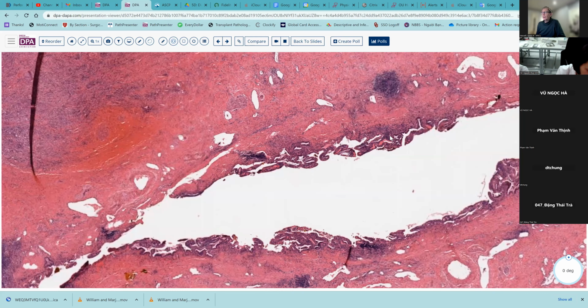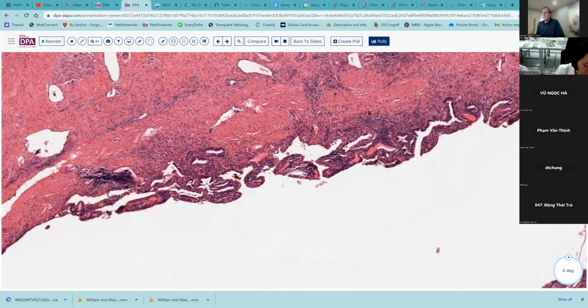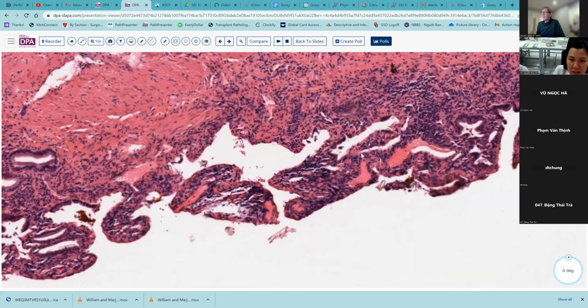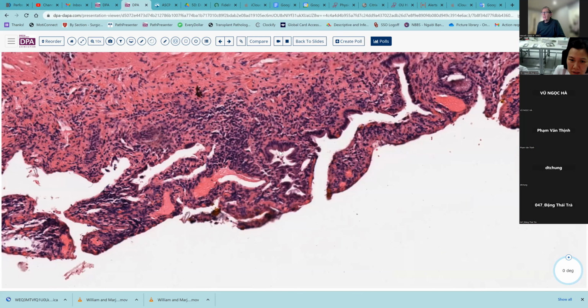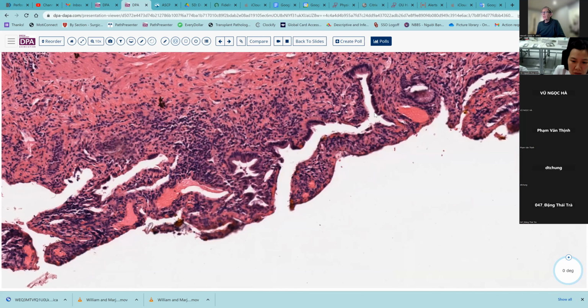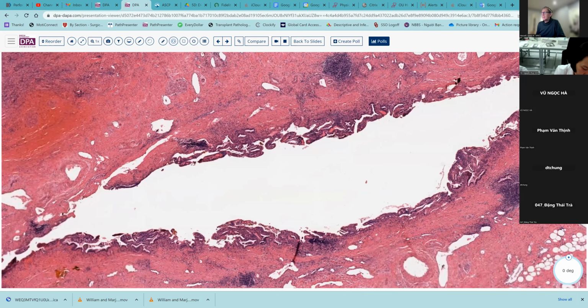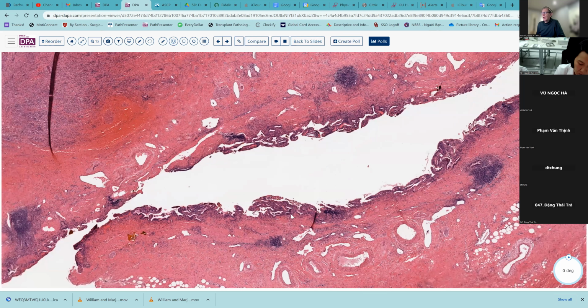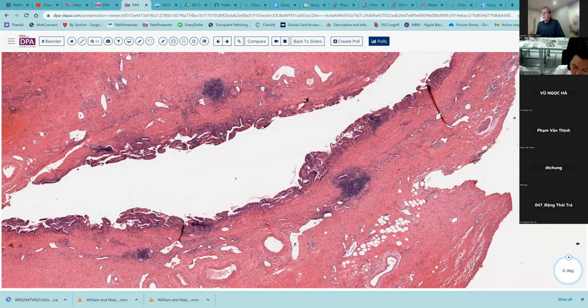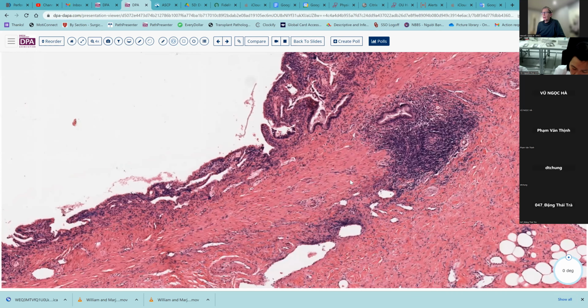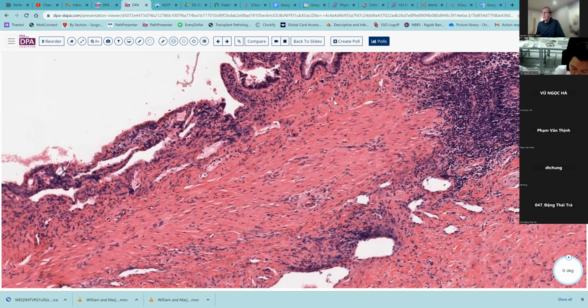But again, you always want to look at the epithelial component to make sure that you don't have dysplasia. And so here again, we look at the epithelium, it looks fairly unremarkable. But as you can see, the muscle of the gallbladder wall has been essentially replaced by a very dense fibrocollagenous tissue. Well, I guess there may be a little bit of muscle left here, but a lot of sclerosis and collagen here.